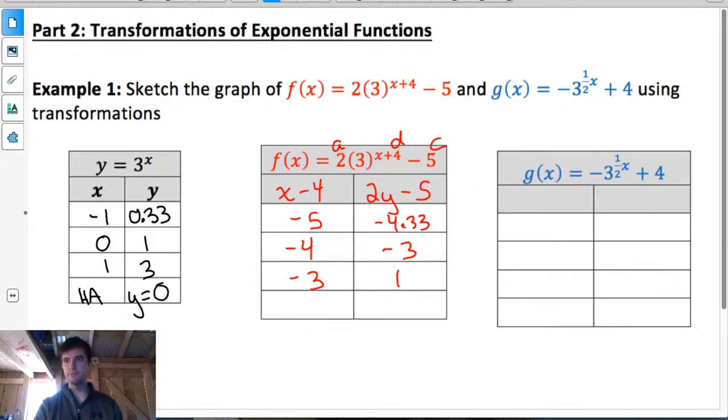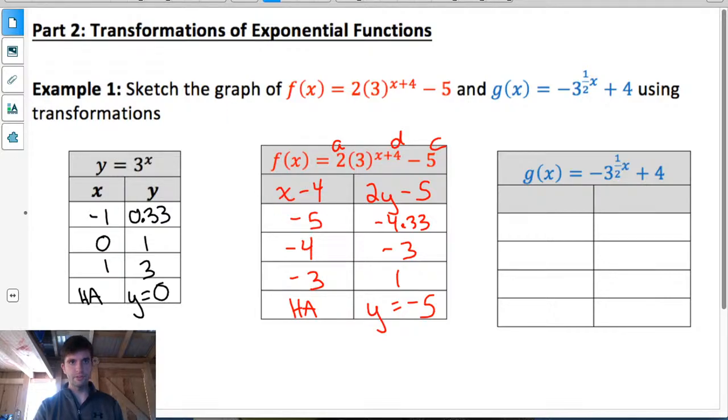So there's our table of transformed points, and then we also need to comment on where the horizontal asymptote has moved to. The horizontal asymptote is always at whatever the c value is. So our c value is negative 5, and our horizontal asymptote is at negative 5. Now we can take all of these points, plot them, and see what the transformed function looks like.